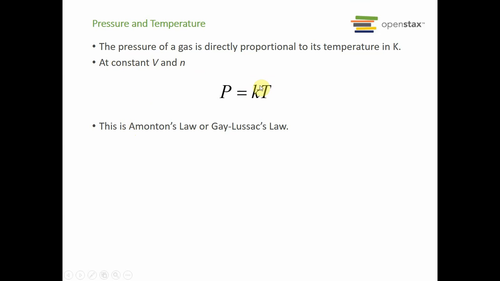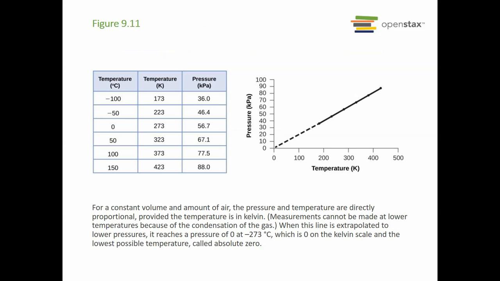So they've chosen to use a K here. It should have been an R, for all they're trying to say is that this is a constant. So P is proportional to T. It's unfortunate that their proportionality constant was chosen as a K when we're talking about temperature in Kelvin degrees. Anyway, this is Gay-Lussac's law, or Amontons's law.